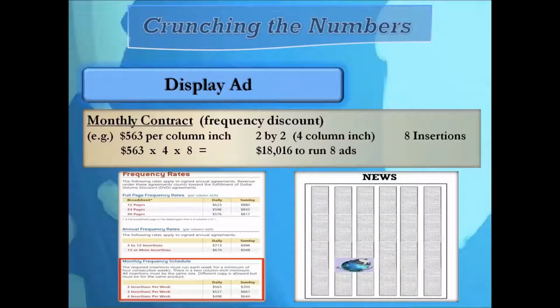The monthly frequency schedule comes with 3 options. Let's choose the minimum of 2 insertions per week. But wait, it states that we must run for a minimum of 4 consecutive weeks. That means 4 weeks times 2 insertions per week. We'll be running 8 ads total. If I run a 2x2 4-column inch ad each time, that's $563 times 4 column inches times 8 insertions. With this monthly contract, we're looking to pay $18,016 to run 8 ads.